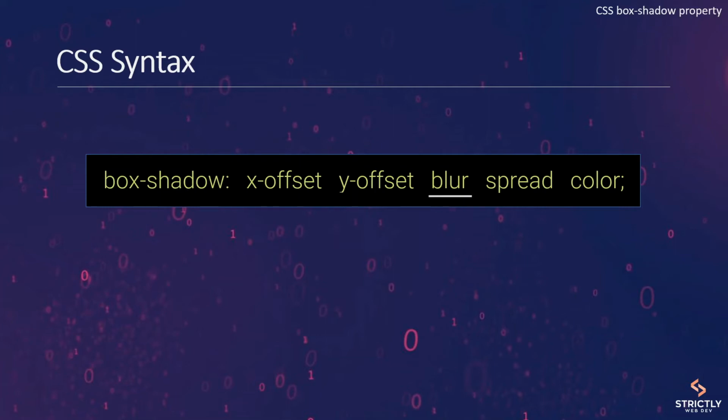You will be able to see it when we do our examples later on. A spread is basically how far away from our element the shadow goes. And color is, of course, the color of the shadow. Now, by default, it's going to be black, but we can, of course, change it if you like.